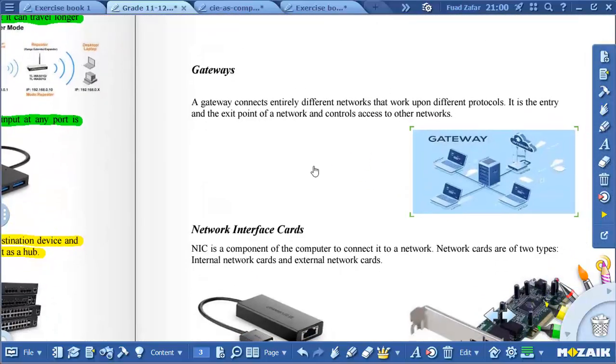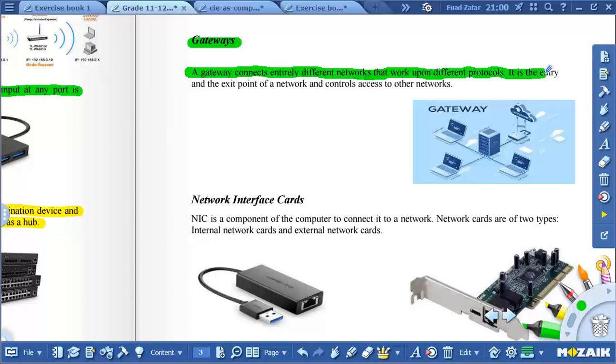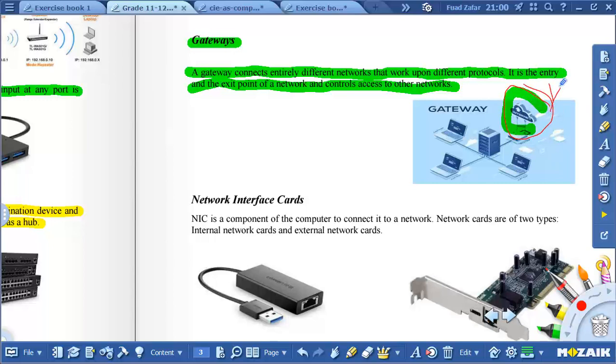Okay, now gateways. A gateway connects entirely different networks that work upon different protocols. It is the entry and the exit point of a network, and controls access to the other network. As with your ISP, here you can see in the picture, the internet ISP, for example, the internet service provider.